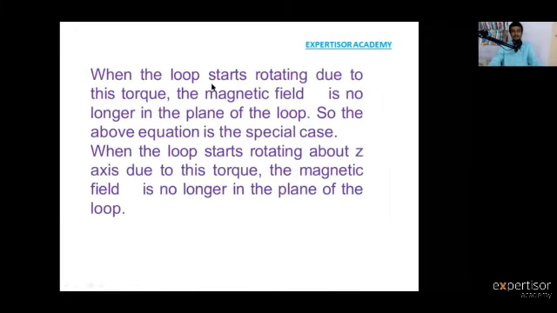When the loop starts rotating due to this torque, the magnetic field is no longer in the plane of the loop. So the above equation is a special case. When the loop starts rotating about the z axis due to this torque, the magnetic field is no longer in the plane of the loop.